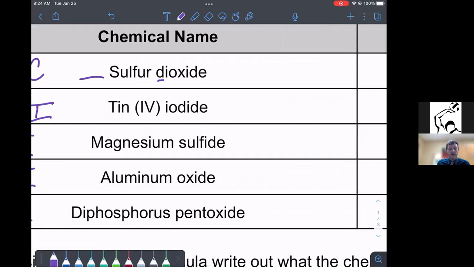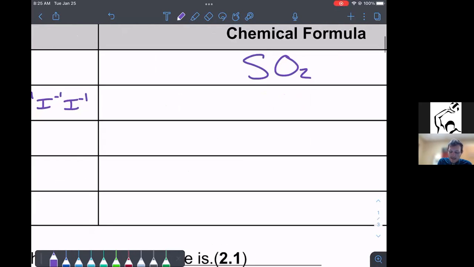For the second one, we have tin 4 iodide. Tin 4 is Sn with a +4 charge because it's ionic, so we have to worry about charges. Iodide is I with a -1 charge. So we need 4 iodides, or iodines, to balance out our charges with tin. So we have SnI4.